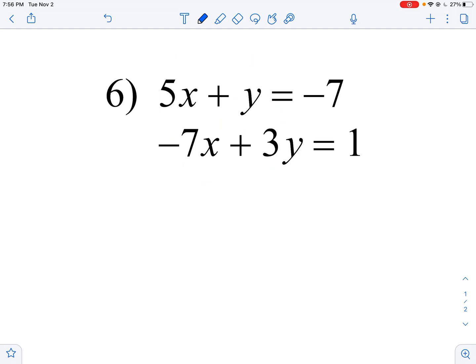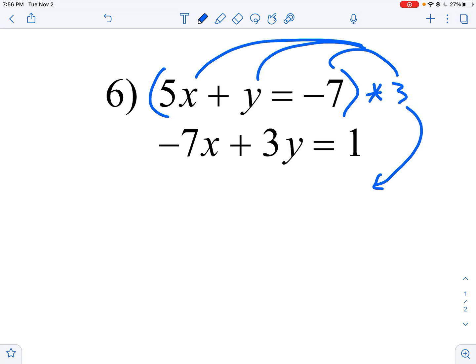But what you can do is take an equation and times by a number to make the x's or the y's match. I am unfamiliar with an integer you could times 5 by to get 7, but I am familiar with something you could times 1 by to get 3, and that is 3. So if I take my entire first equation and times by 3, I could then shoot for elimination. You have to do 3 times everything. Don't forget to do 3 times everything. So we get 15x plus 3y equals negative 21.